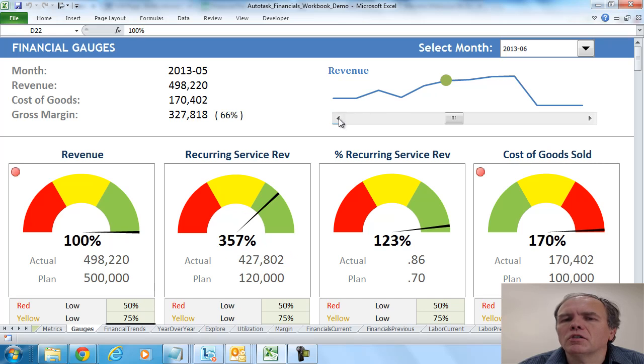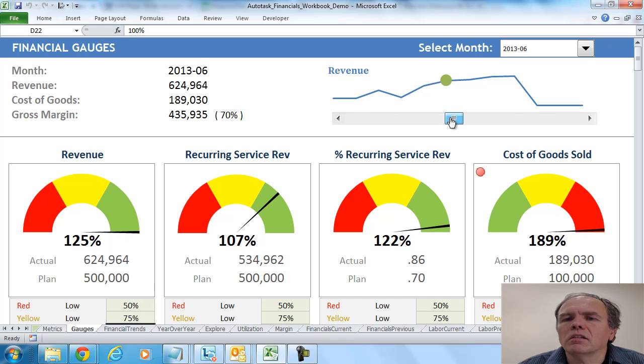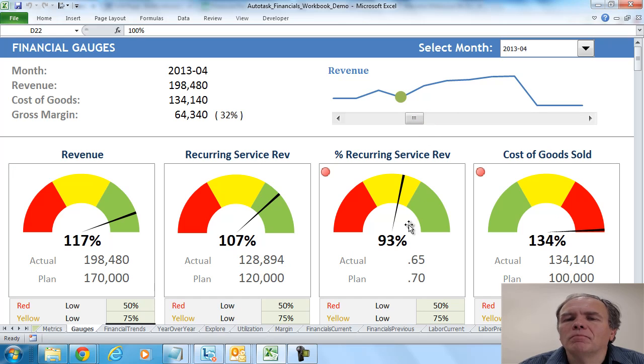What I can also do is use this selector where I'm going to slide all the way over to January, or I could choose specific months and basically use this slider as a way to choose the months that I want to use. As I'm changing, one of the things you can see is that here I was 93%, so I kind of missed my overall target in terms of my recurring service revenue. So again, you get a view of where you're at in terms of your targets with these indicators.